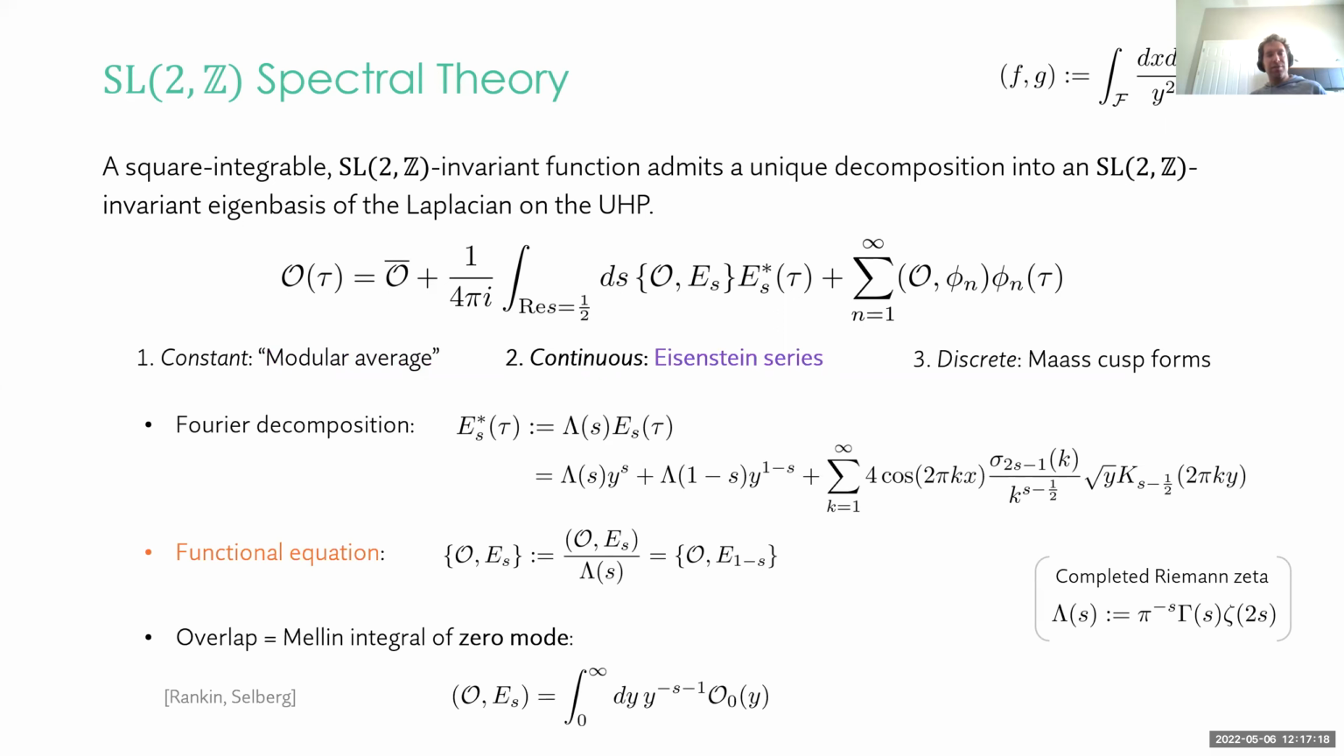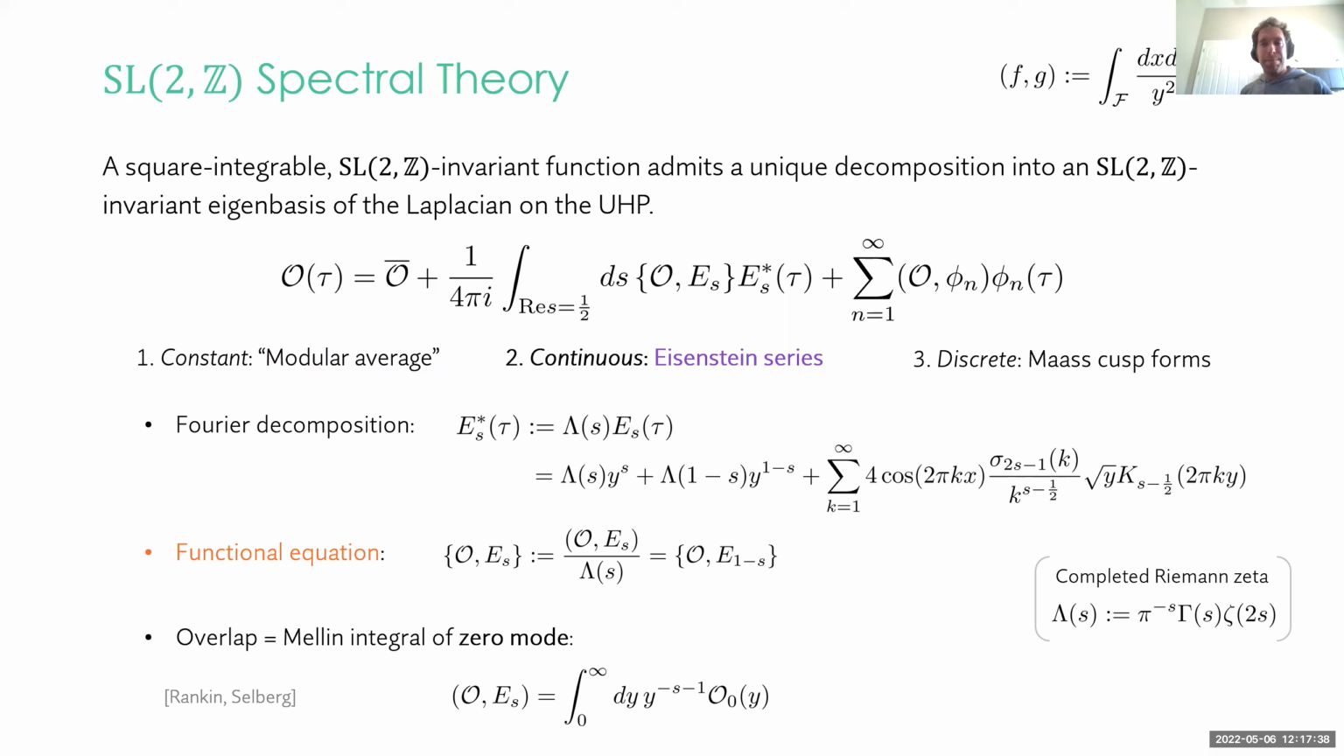The Eisenstein series looks like this. I've defined this so-called completed Eisenstein series, E star of s, by appending a factor of the completed Riemann zeta function defined down here, because this object E star of s obeys a functional equation, which is E star of s equals E star of 1 minus s.